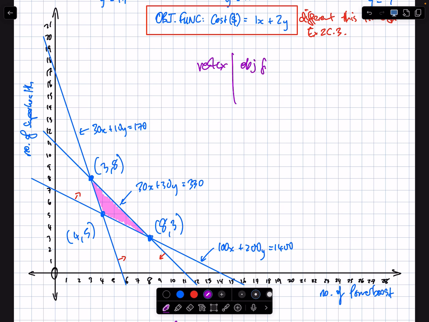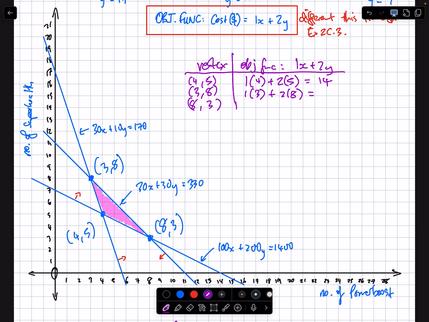objective function. The new objective function is 1x plus 2y. What are my vertices? (4, 5), (3, 8), and (8, 3). Still no difference. So I'm going to go 1 times 4 plus 2 times 5. That's going to be 14. 1 times 3 plus 2 times 8. 1 lot of 3 is 3, plus 16, so that's going to be 19. And 1 times 8 plus 2 times 3. That's also going to be 14.